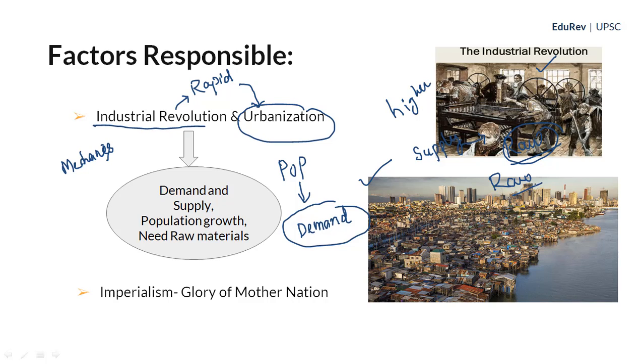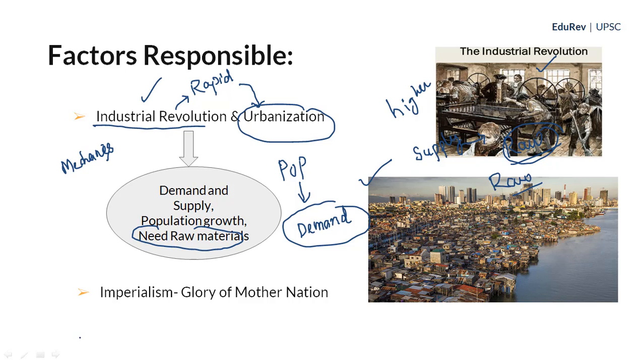So raw materials are not there in Europe, and Europe is a very small continent compared to the Indian subcontinent and other locations. Now they need raw materials and they are looking for other colonies from all over the world. So that is the second thing, right? Need for raw materials because of these two factors.